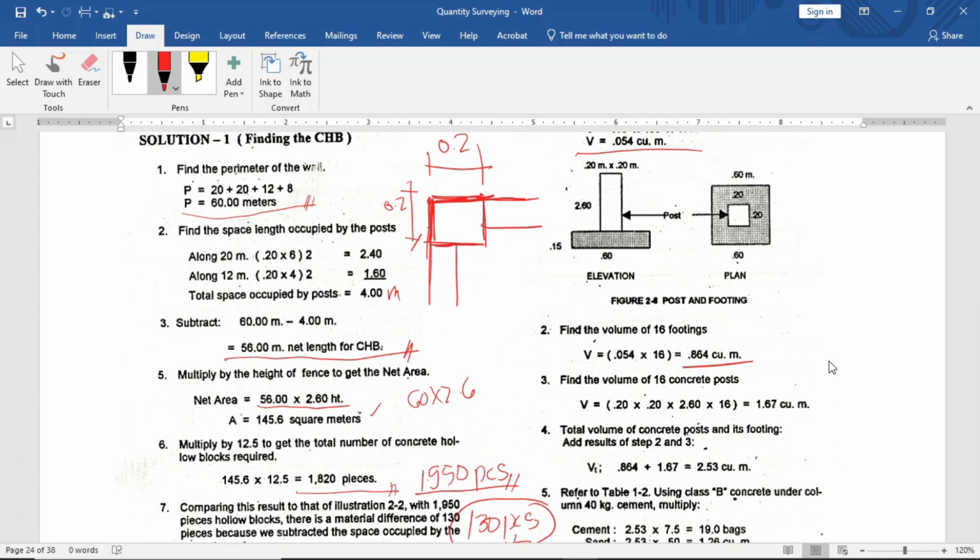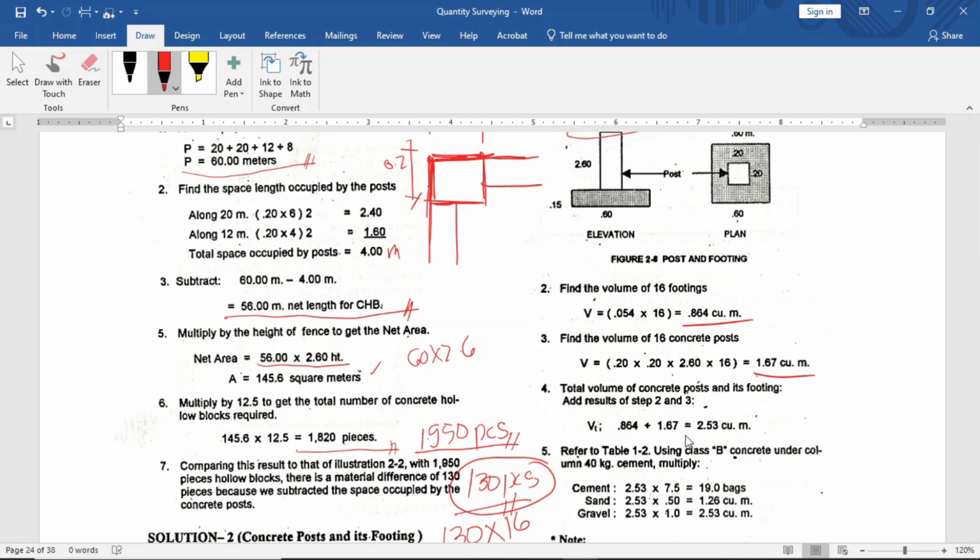So, paano naman sa volume of concrete post? So, 0.2, ito yung dimension ng concrete post natin. 0.2 by 0.2 times 2.6, kasi yan yung length ng concrete post natin. Times 16, kasi 16 pieces rin yung concrete post natin. So, ang total is 1.67 cubic meters. So, ang total volume is 0.864 cubic meters plus 1.67 cubic meters is equal to 2.53 cubic meters.